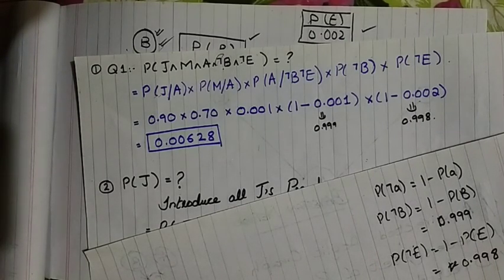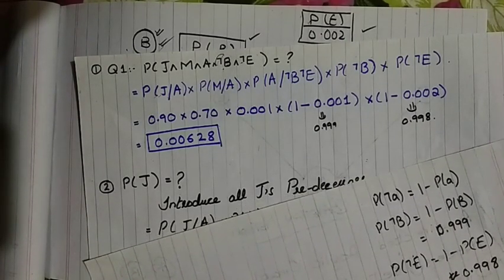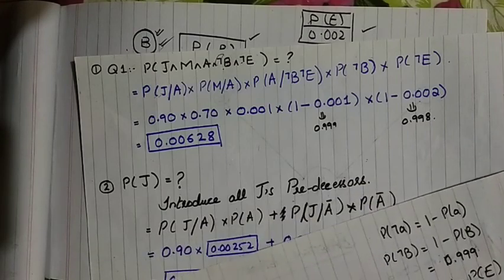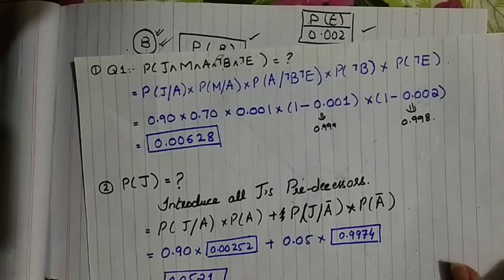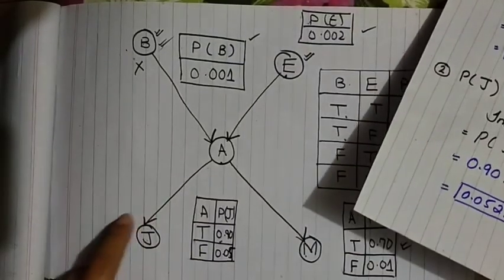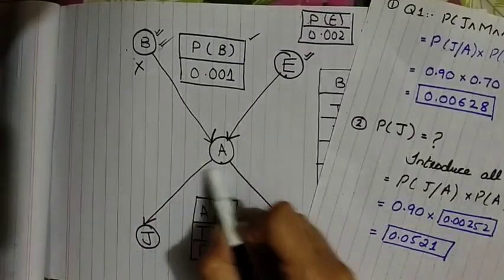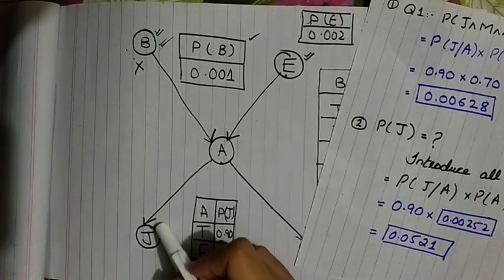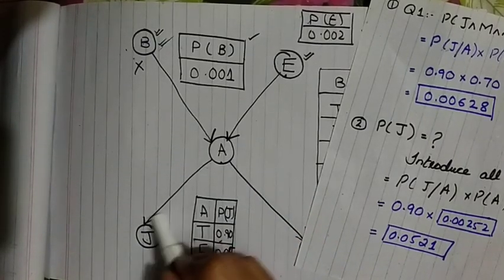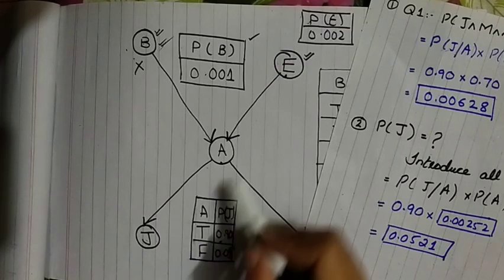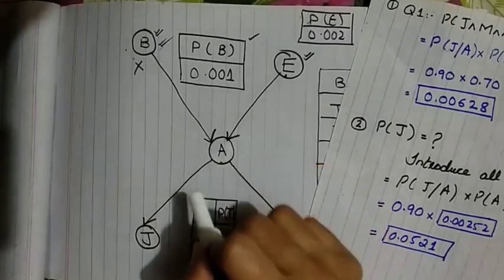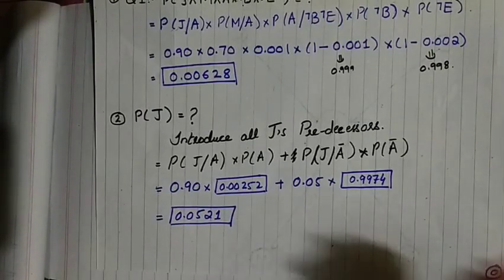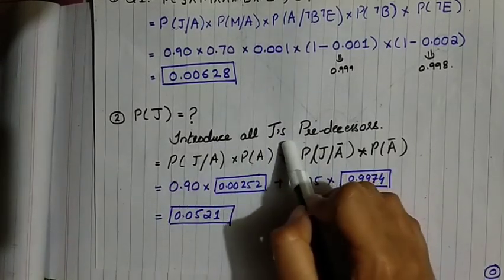Okay, so our next task is to find the probability of J according to the question, which was that the alarm has rung. We can see that you have to find the probability that Junaid would be informing you, and we saw that it is actually dependent upon this particular node A. So for that, you have to introduce all of J's predecessors.